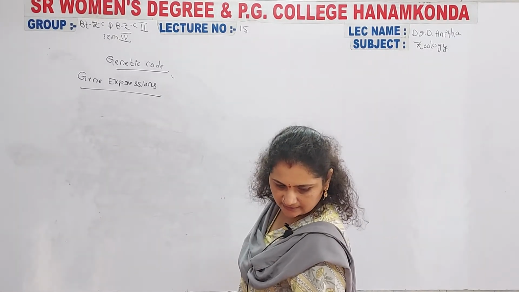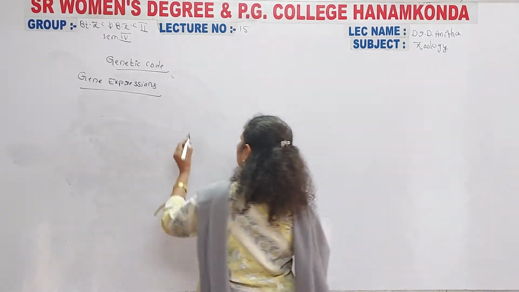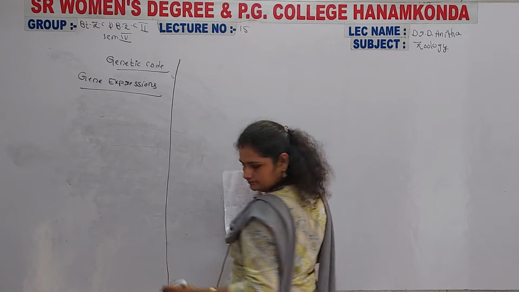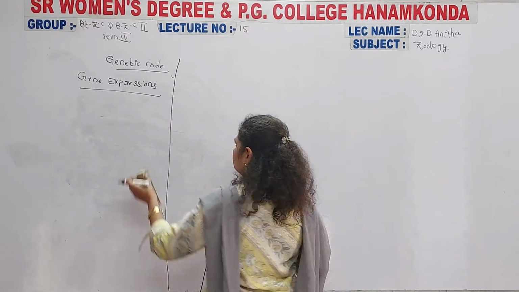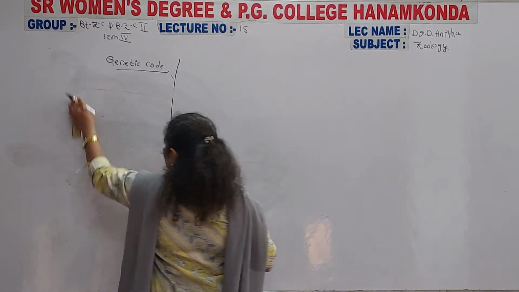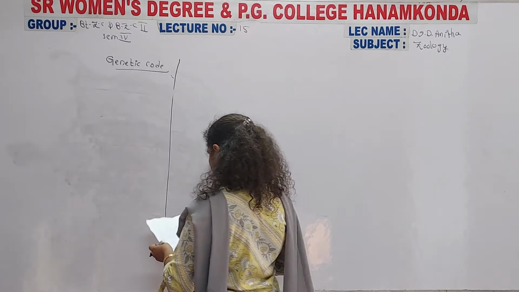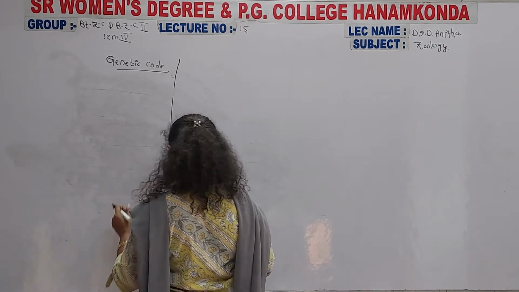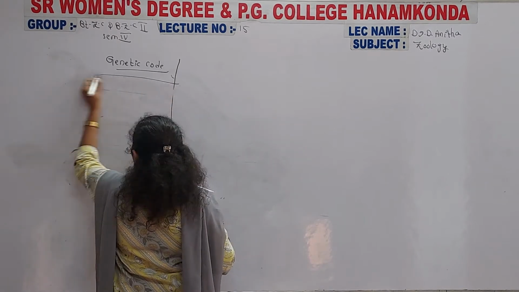Some table is there, the genetic code table here. It starts from here.